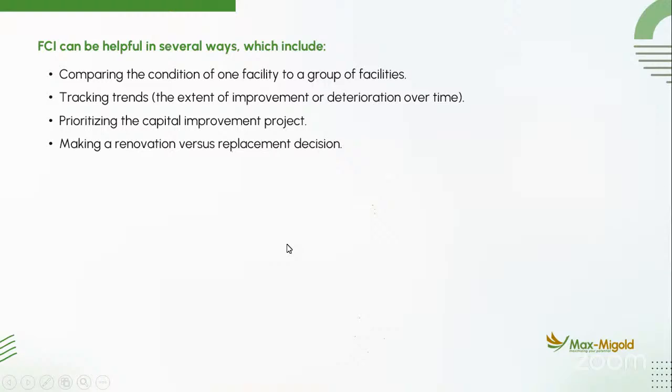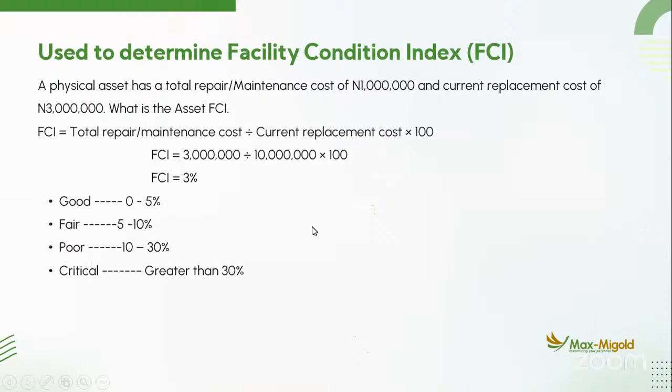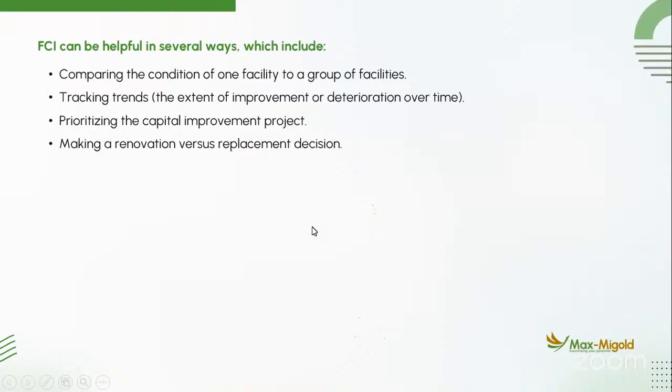So your facility condition index can be helpful in several ways, which include: it can help you to compare the condition of one facility to a group of facilities. After you have like 20 blocks of flats, and you do condition assessment on each of the flats, you discover that one of those flats, compared to the others, has a condition index which is above 10. So you know that that particular flat is already giving way.